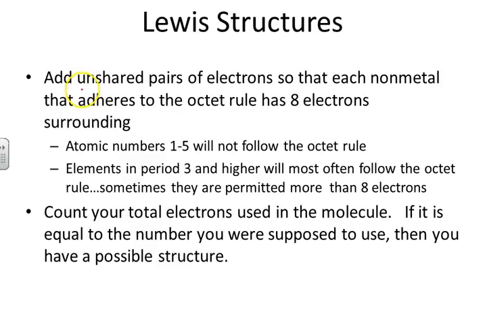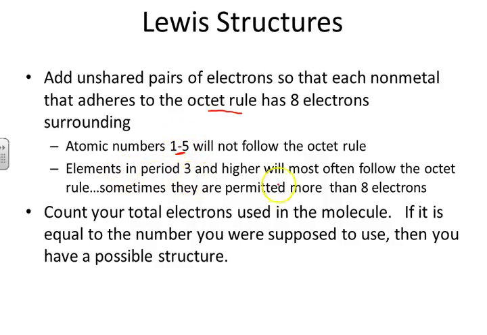Once we have the logical arrangement of atoms in the molecule, we put those together and we add unshared pairs of electrons so that each nonmetal that adheres to the octet rule has 8 electrons. So we put our atoms together in a logical way, we connect them with electron pairs, and then we add unshared pairs of electrons so that each nonmetal follows the octet rule. Octet rule is 8 electrons, or a noble gas configuration. Atomic numbers 1 through 5 will not follow the octet rule unless they acquire some electrons from somewhere else. The reason for that is they just don't have enough electrons.